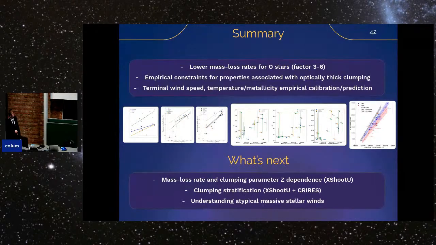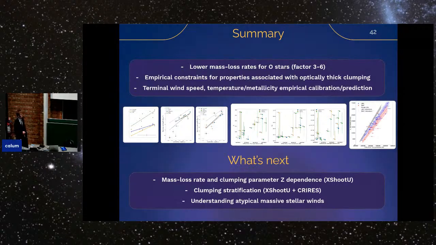I wanted to quickly mention a few things that we think we'll be able to do soon. As I said, we have these terminal wind relations with metallicity and temperature now that we have so many stars. We'll be able to do more when the optical follow-up to Ulysses comes for mass loss rates and clumping parameters as well. So that'll be really exciting.